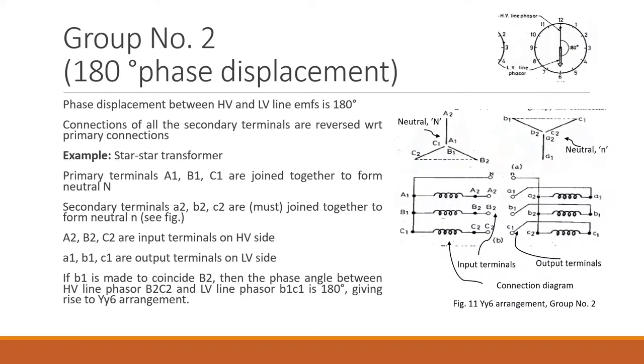I think the things are clear to you. If both are at 0 hour, meaning 12 o'clock, then at 0 hour the angle will be 0. 1 means 30 degrees.